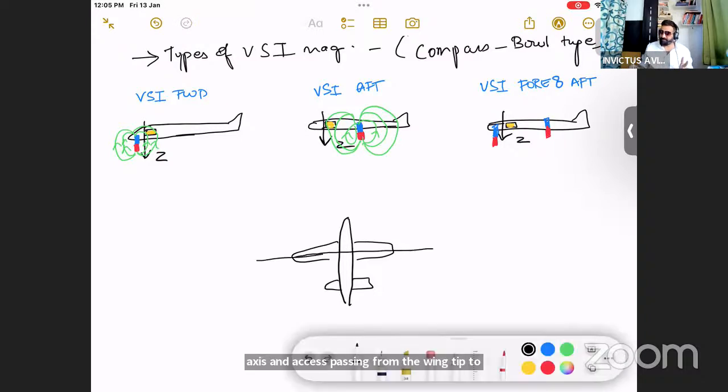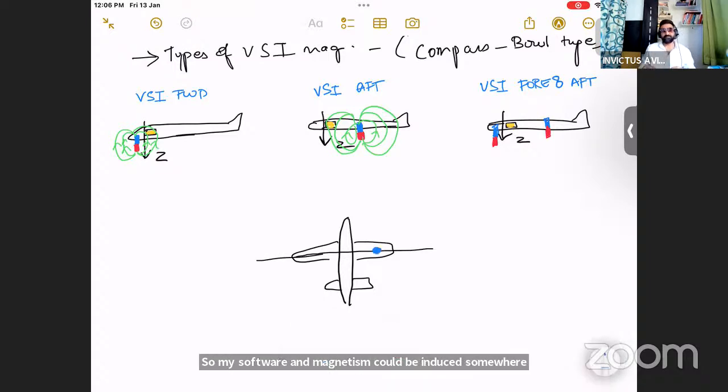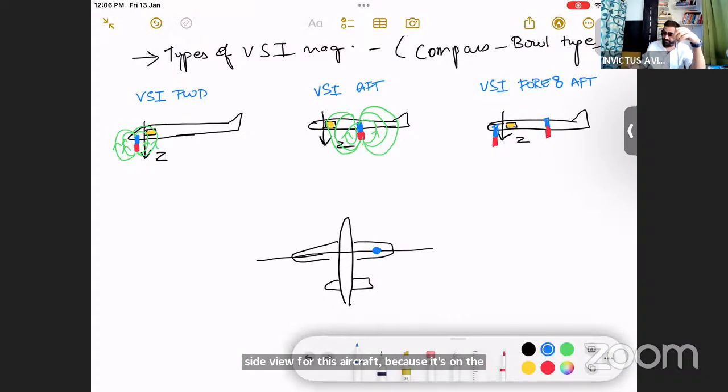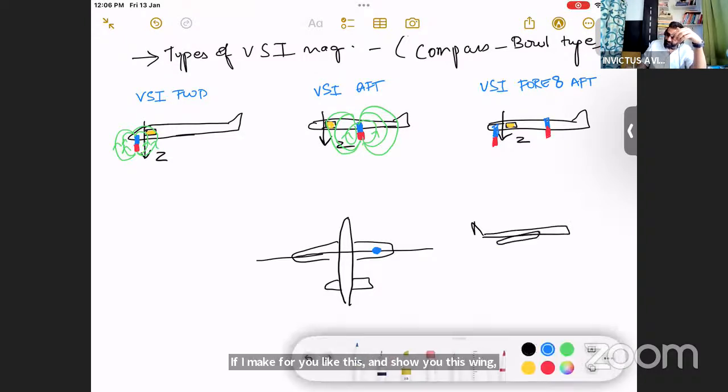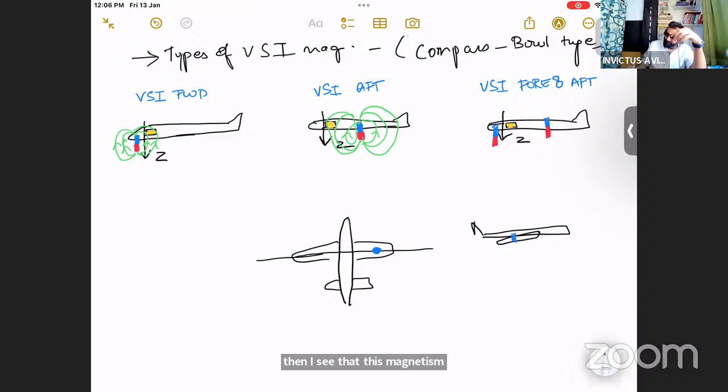So my soft iron magnetism could be induced somewhere here also, like this. It's possible. So if I have to look from the side view of this aircraft, because it's on the right side, the same thing if I make for you like this and show you this wing, then I see that this magnetism somewhere on the wing looks like this. Like this, on the wing, not on the longitudinal axis. So this will also impact the side view.